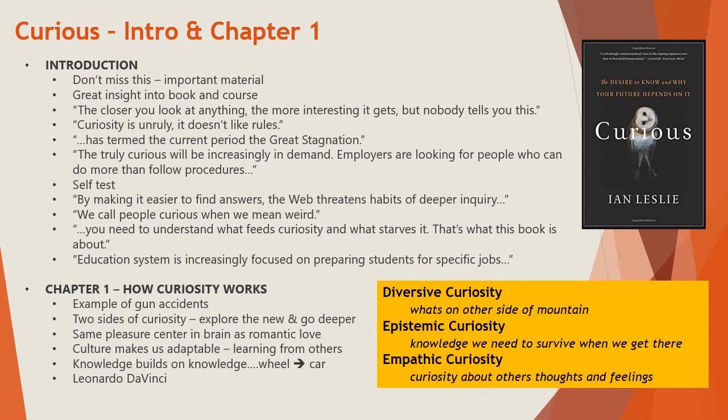He talks about the two sides of curiosity, going deeper into this than in the introduction. One is to explore the new, and the other is to go deeper. You might see this in the orange box to the side. He talks about different types of curiosity. Diversive curiosity is about what's on the other side of the mountain. It's that look for something new that gets our attention.